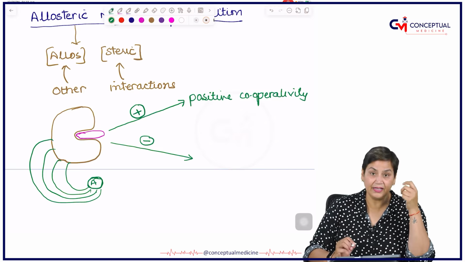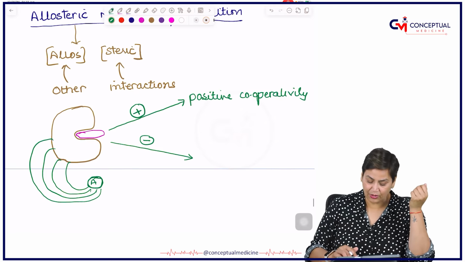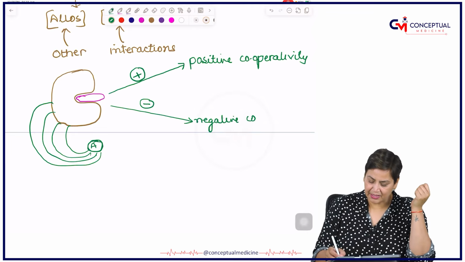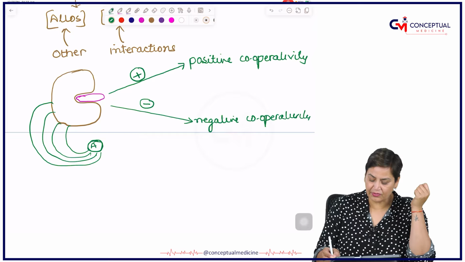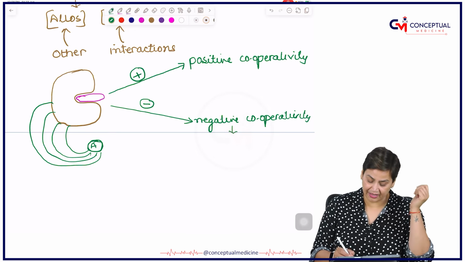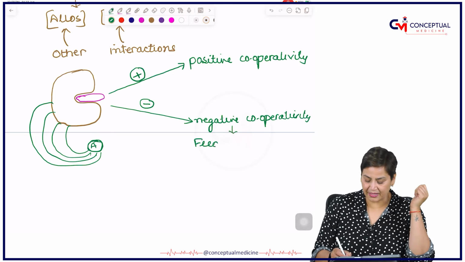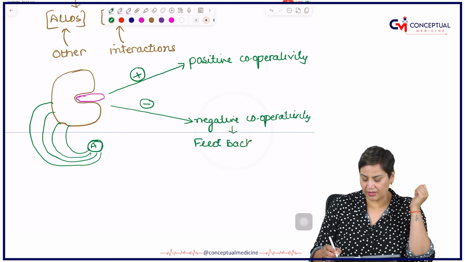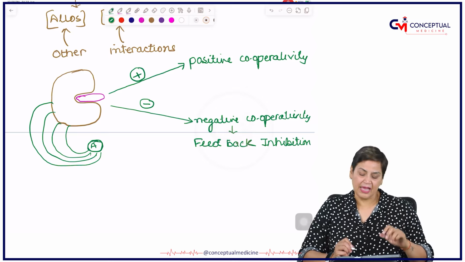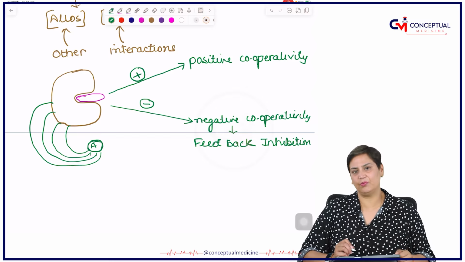And when it is not helping, we call it negative cooperativity. But it is not cooperating. But this negative cooperativity can be taken as a kind of help, and it is generally referred to as feedback inhibition. Very, very important. But if it is helping, it is positive.